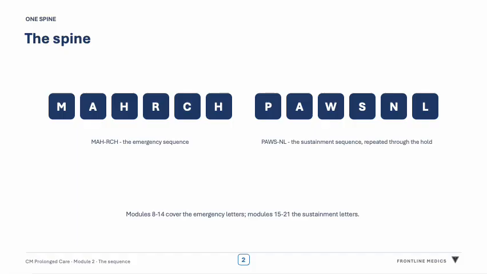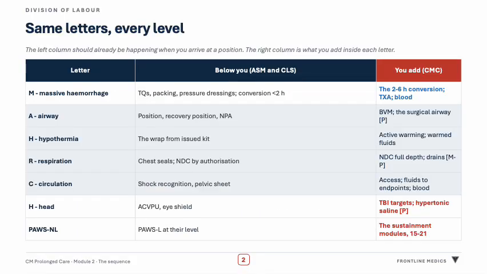Pause NL is the sustainment sequence: pain, antibiotics, wounds, splinting, nursing, logistics. It repeats through the hold as part of the regular round. Every module from A onwards belongs to one of these letters, so if you can say the sequence, you can navigate the course. The table is a division of labour.